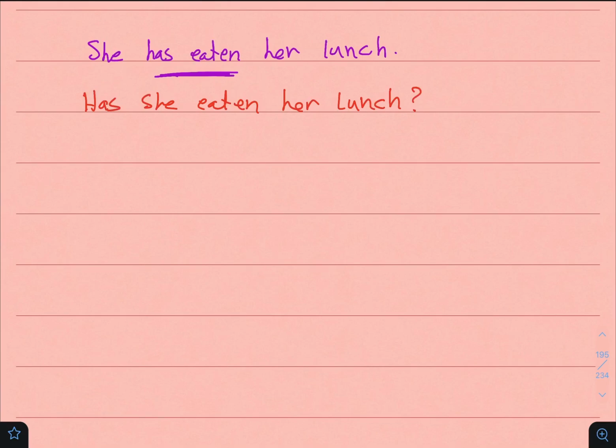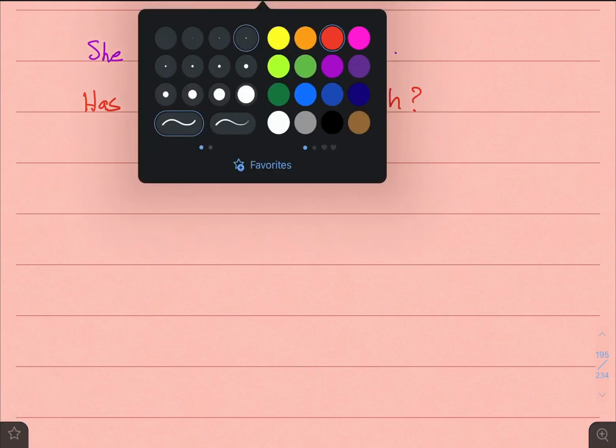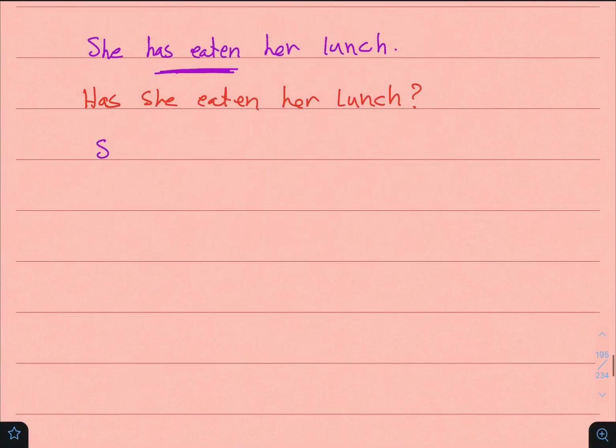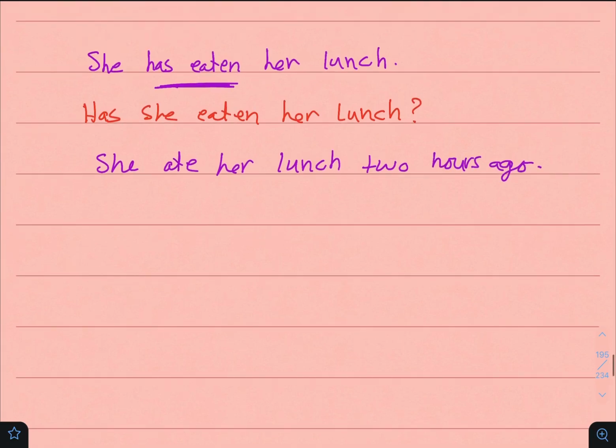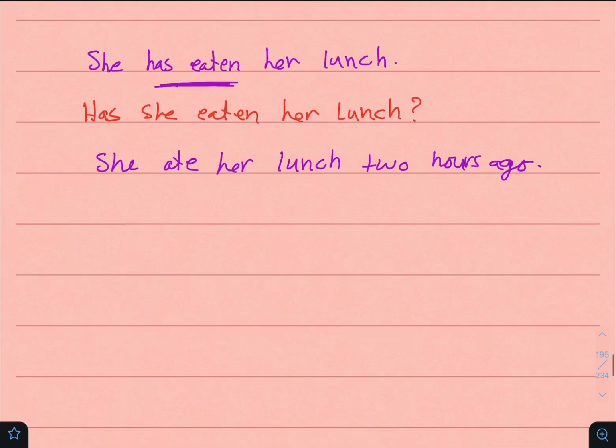Okay, now she has eaten her lunch. Now if I have the same sentence right now, نفس الجملة, but in the simple past, it will be: she ate her lunch 2 hours ago.